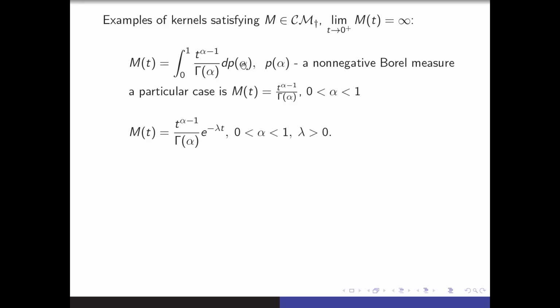One is this distributed kernel of distributed fractional derivative, which is here. The particular case, of course, is this usual kernel of usual fractional derivative. And then also in some papers occurs this kernel of so-called temperate models, which are written here, and also this exponential function is included.